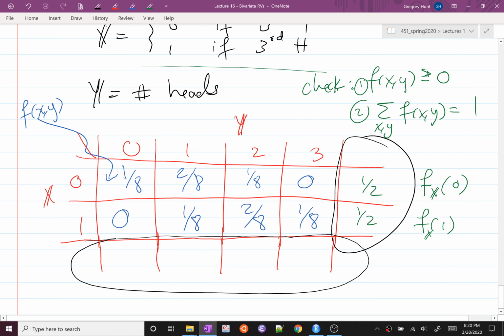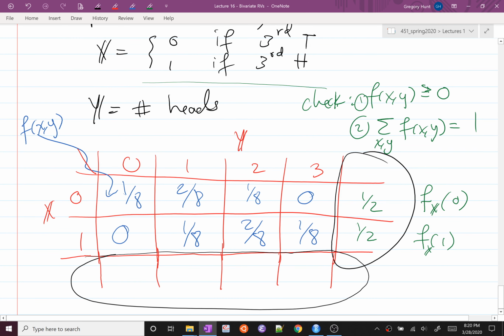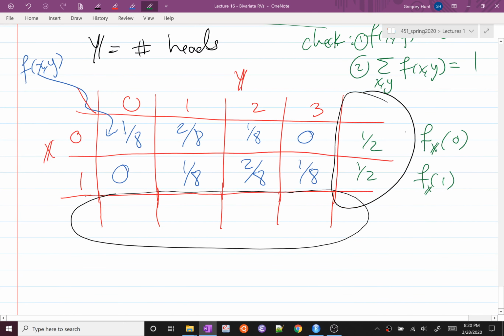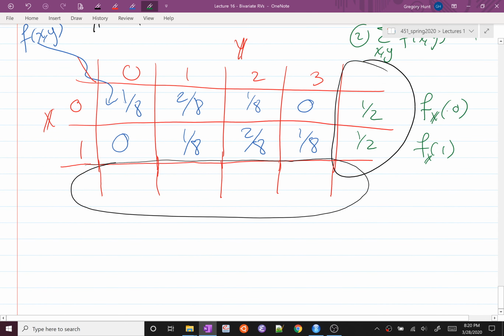Which we kind of know has to be the answer, right? If X is just 0 or 1, 1 if the coin is heads, 0 if it's tails, right? 50-50, that should happen. So this is my marginal distribution of x. This is f_X(0), and this is f_X(1). Only 2 values for x, so that's the entire marginal distribution.